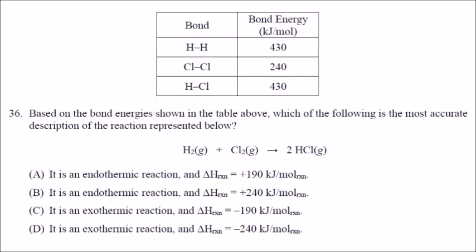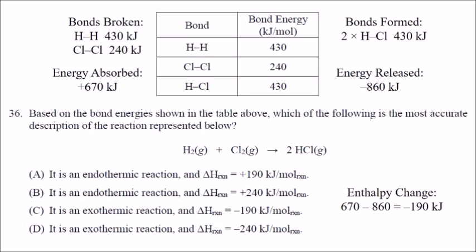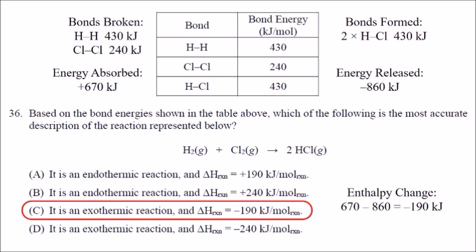Number 36 is about bonds broken and bonds formed. So in this reaction, we are breaking an H-H bond, that's 430 kilojoules. We're also breaking a chlorine-chlorine bond, that's 240 kilojoules. And we are forming, in this reaction, two HCl bonds, so 2 times 430 kilojoules. Total energy absorbed when the bonds are broken is 430 plus 240, that's 670 kilojoules, that's positive. Total energy released would be negative 860, that's the change. So we're going to do bonds broken minus bonds formed. 670 minus 860, that is negative 190, and the correct answer is C.